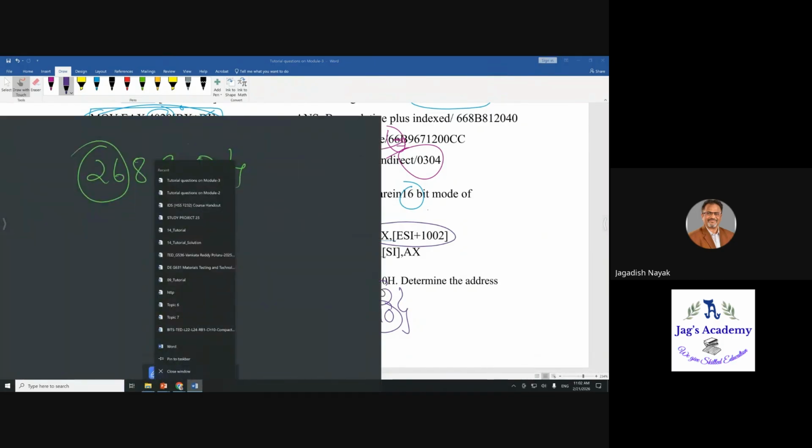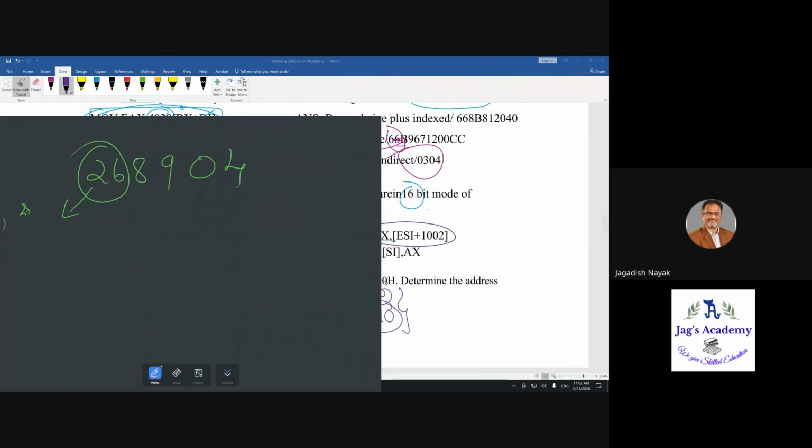So this is segment overriding for ES. Wherever memory transfer is there, you have to put ES colon. Okay. Now, can you convert this into the assembly?